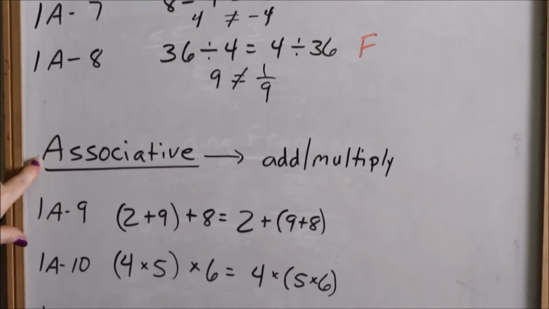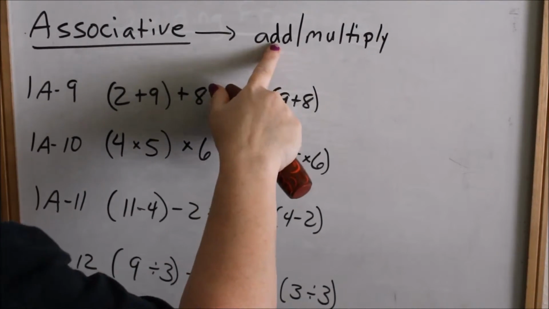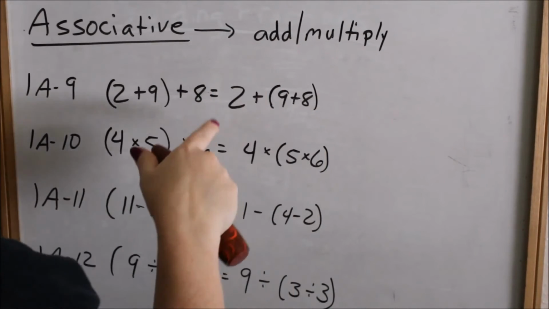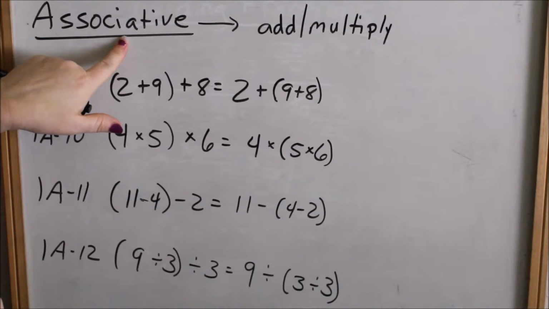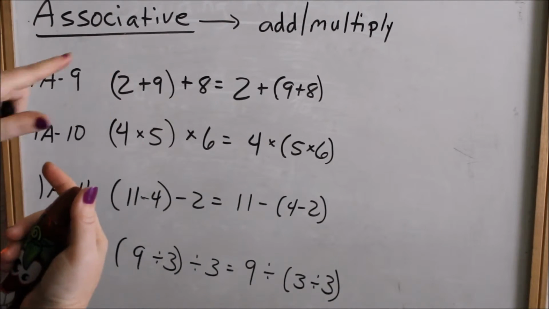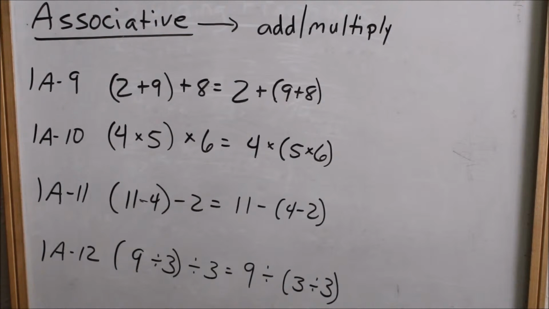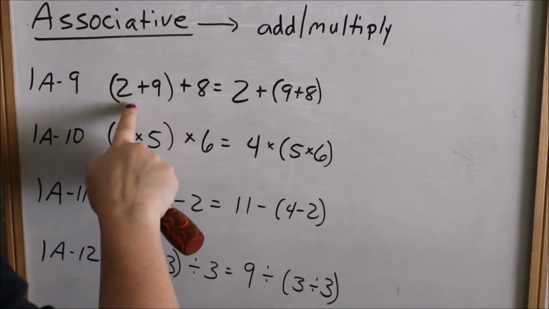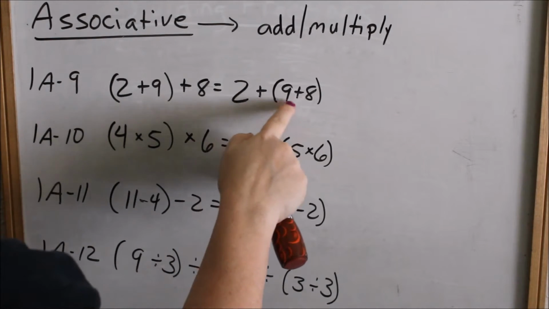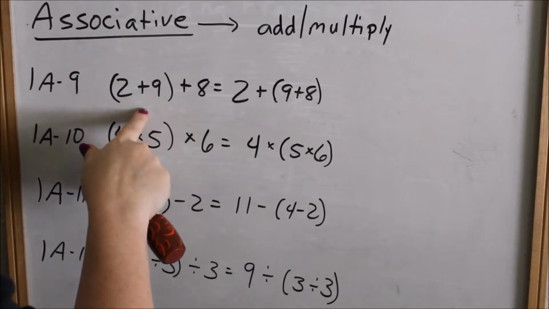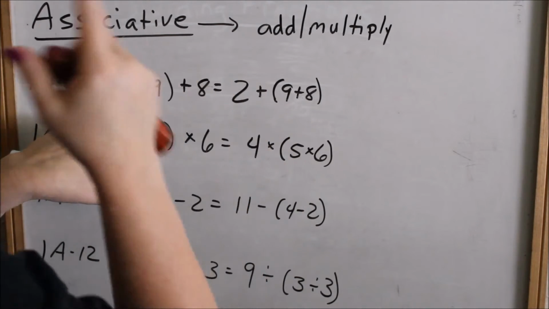Okay, now let's look at the associative property. Again, you can only do associative with addition and multiplication, and I'm going to prove that to you. I like to think of associative as who you associate with. Who are your friends? And sometimes your friends change. So in this problem right here, 1A9, we have 2 plus 9 plus 8, then 2 plus 9 plus 8. We have parentheses. Order of operations says to do parentheses first.